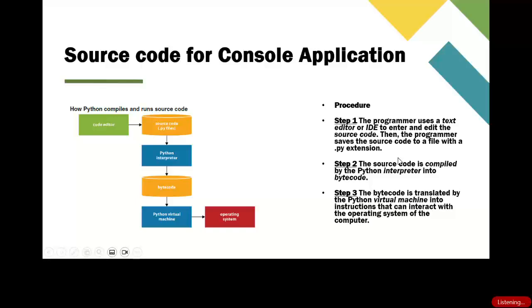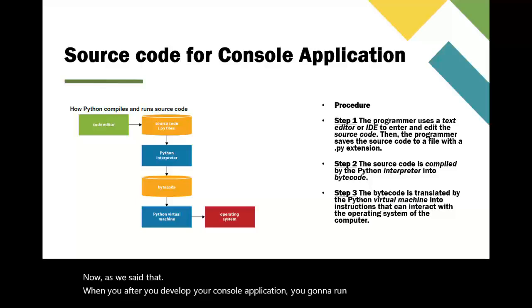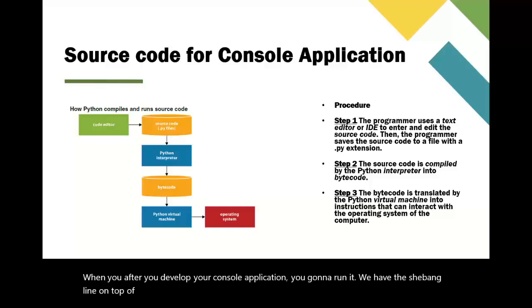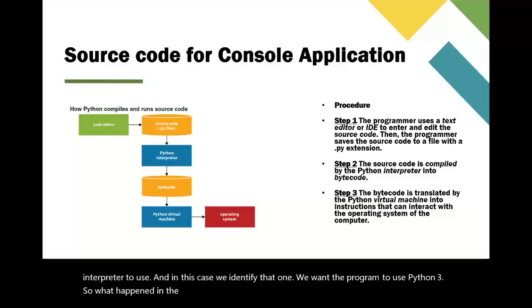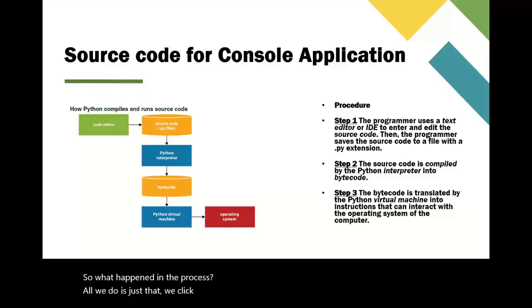Now, as we said, after you develop your console application, you're going to run it. We have the shebang line on top of it. The shebang line is mainly to tell the program the kind of interpreter to use, and in this case, we identify that we want the program to use Python 3. So what happened in the process? All we did is click on run and it ran the code for us, and did whatever we wanted to do.